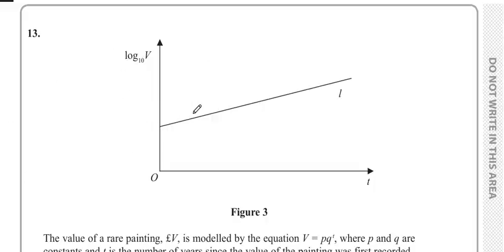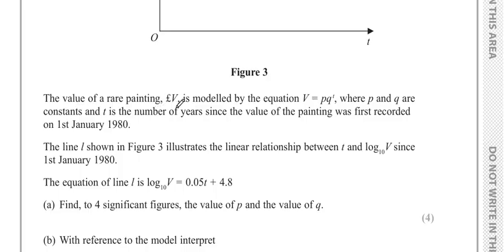Question 13. The value of a rare painting, pounds V, is modeled by the equation V is equal to PQ to the power of T, where P and Q are constants and T is the number of years since the value of the painting was first recorded on 1st January 1980. The line L shown in figure illustrates the linear relationship between T on the x-axis and log V to the base 10 on the y-axis since 1st January 1980. The equation of line L is given here. Okay. Find to four significant figures the value of P and the value of Q.